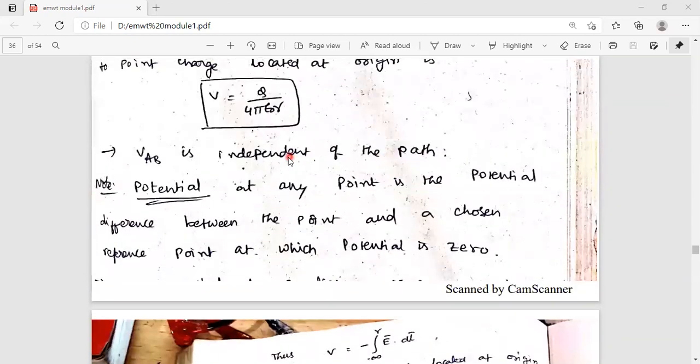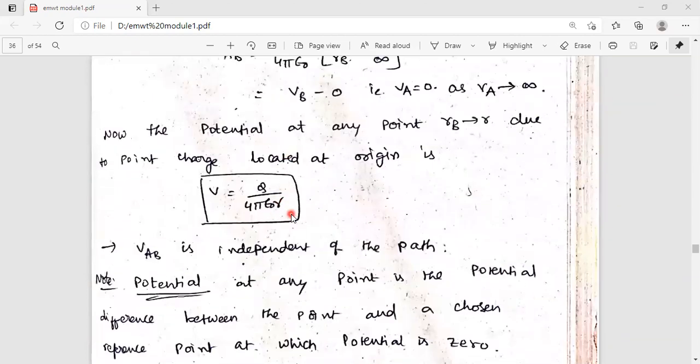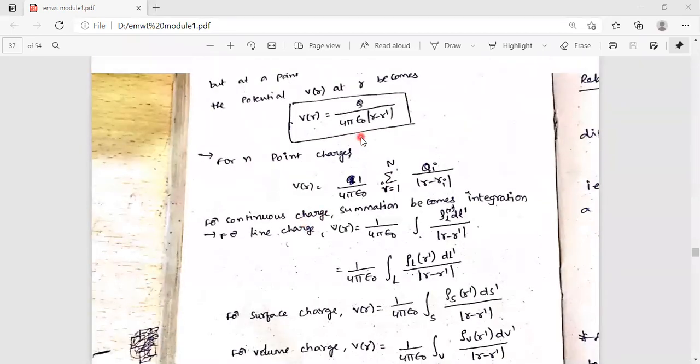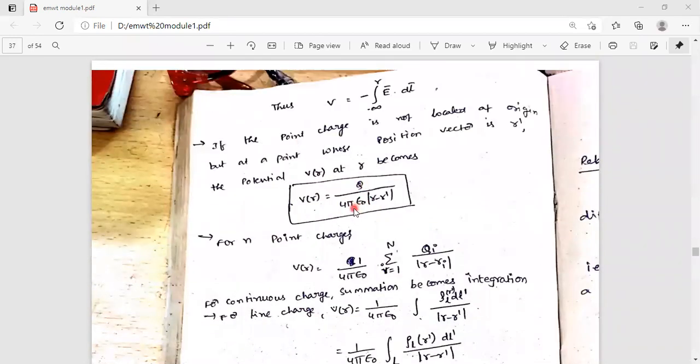See, here R, what is this R? This is distance only. Even if it is a vector, because it is the position vector, we have to take the mod value. That you know. Okay, you all know that. Now Q by 4 pi epsilon naught modulus of R minus R bar.